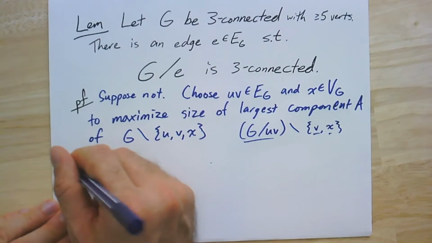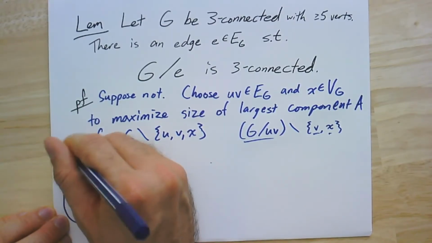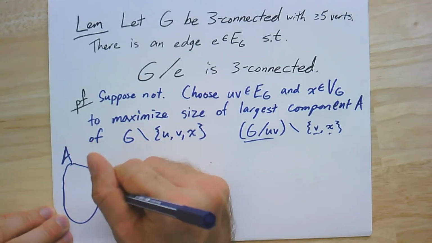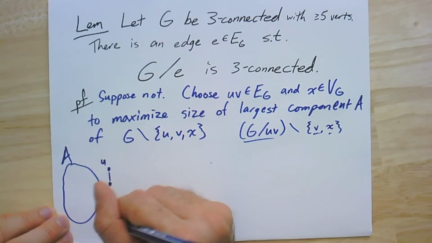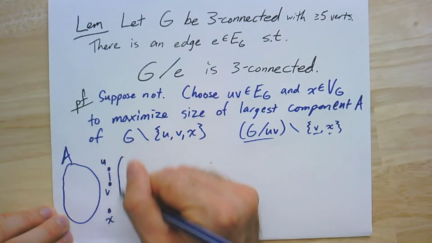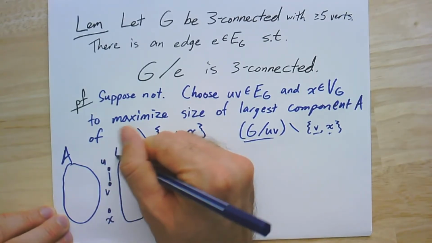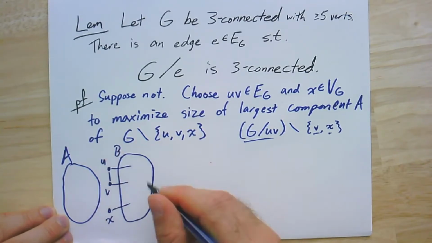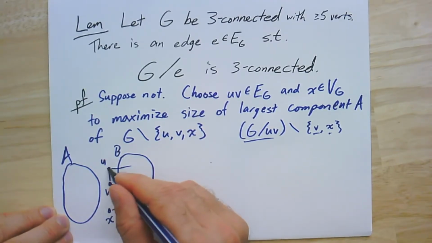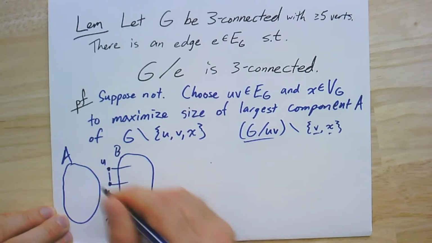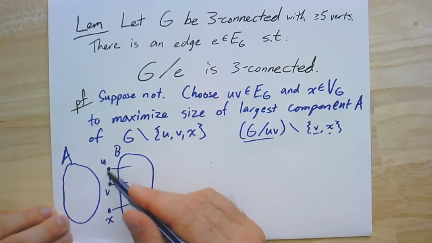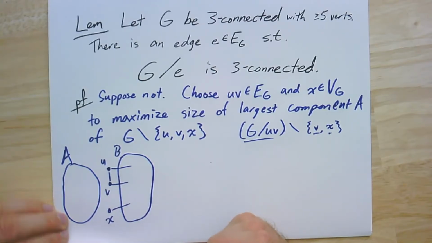All right, again, in pictures, what do I have then? Here's my component A. This is my largest possible component. I've got U, I've got V, they're adjacent, and I've got X. And these are a separator. So if I remove these, I've got the whole rest of the graph over on the other side. And I must have some edges from each of these vertices into both sets, because otherwise I could get away with an even smaller separator.